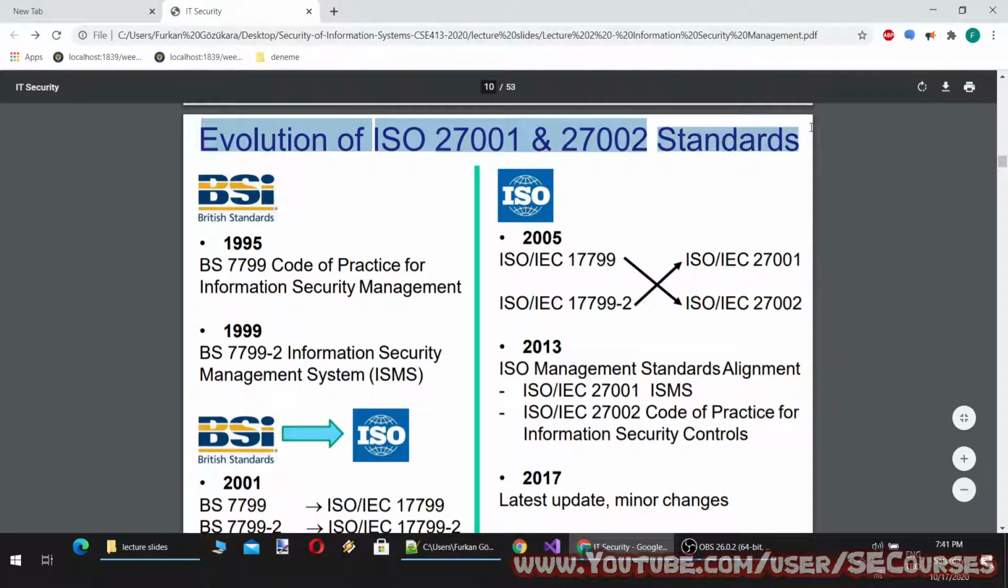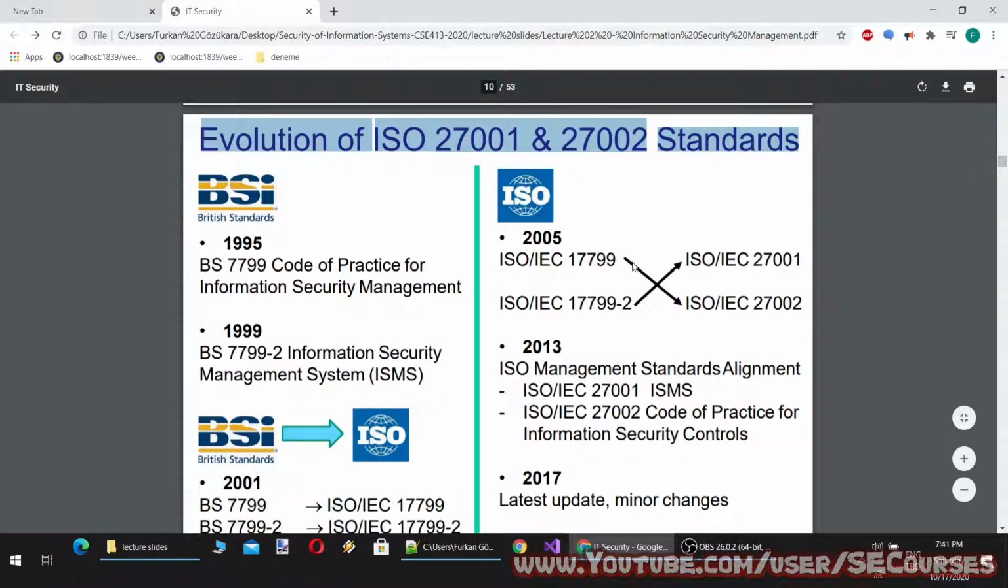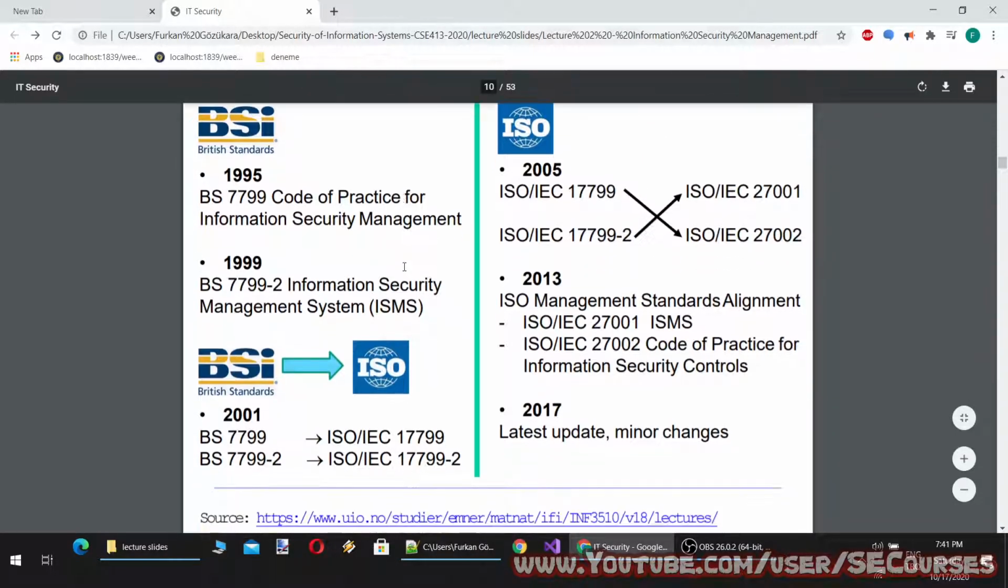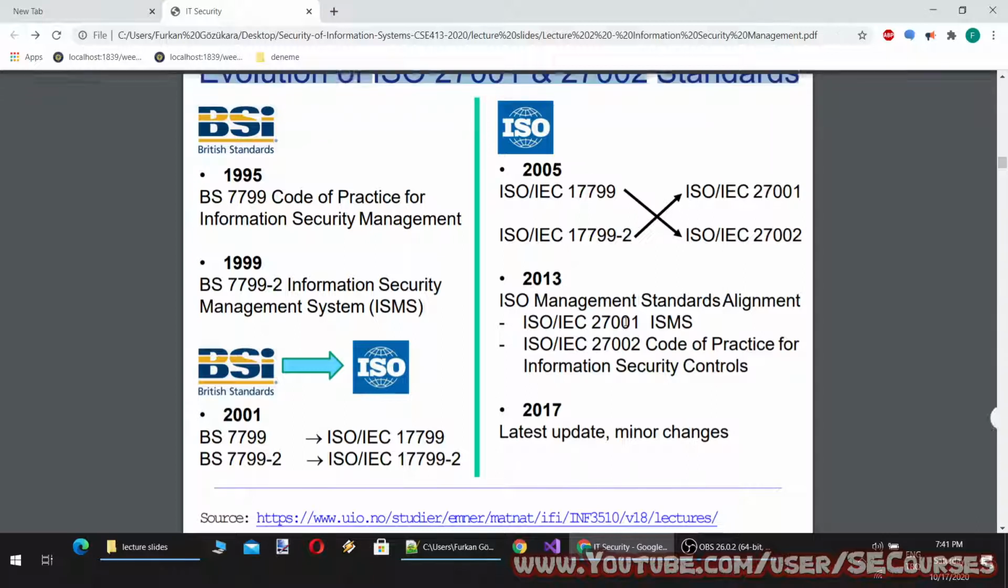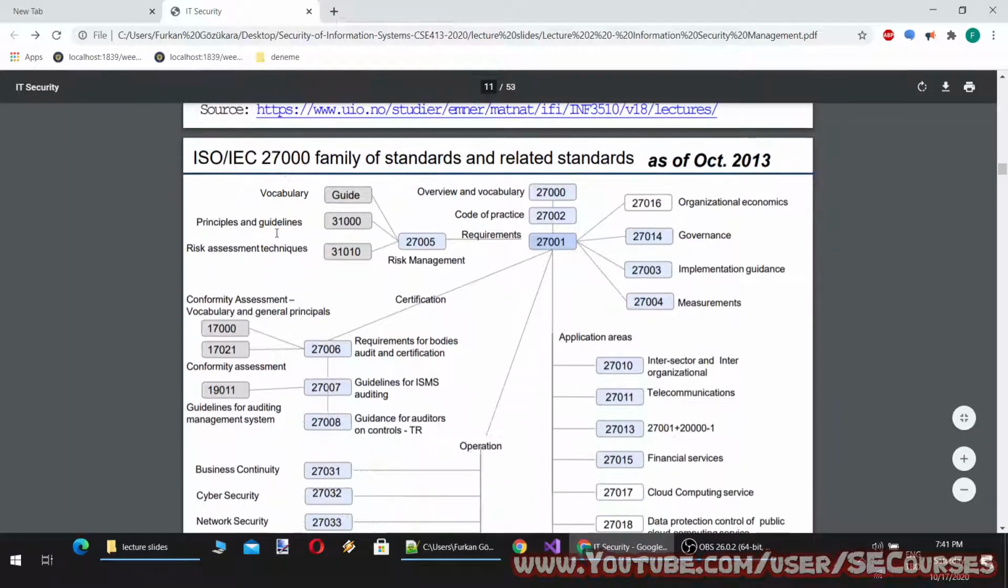And there is some evolution of the standards. Evolution of ISO 27001 and 27002 standards. So of course the standards get updated frequently as the years pass and risks and threats change. You can get more information about this later.